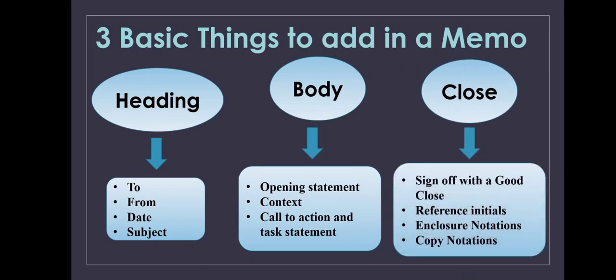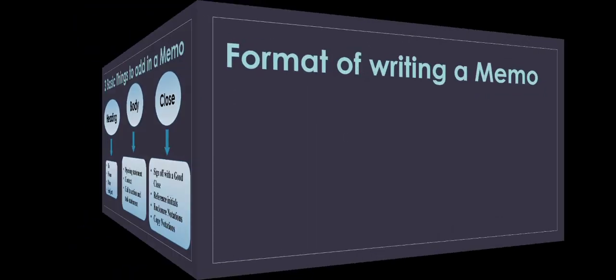The close is the closing of the memorandum. You have to sign off with a good close. You can add reference initials, enclosure notations, and copy notations in the close of a memo. So these are the three basic things you have to add in your memorandum: heading, body, and close.